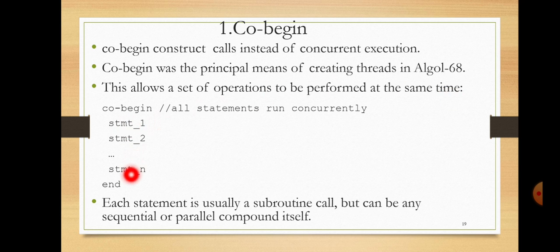This is the syntax of co-begin: co-begin, statement 1, statement 2, up to statement n, end. By executing this set of statements, they will create n threads, one thread for each statement. These statements can be either sequential ones or subroutine calls. It can be anything. For each of these statements a separate thread is created, and parallel execution of these statements is made possible. Each statement is usually a subroutine call, but can be any sequential or parallel compound itself.